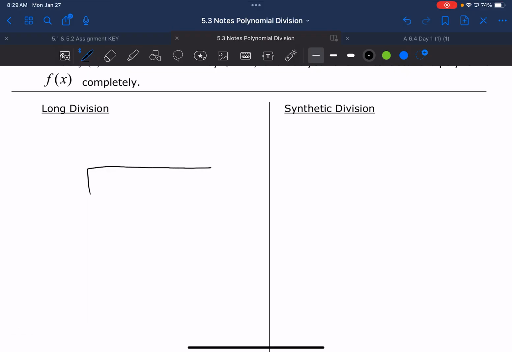Okay, so remember, long division is when you have this right here. You put the larger piece on the inside, so that would be our polynomial x cubed minus 4x squared minus 7x plus 10. And then on the outside, that's where we put what we're dividing by, which is the x plus 2.